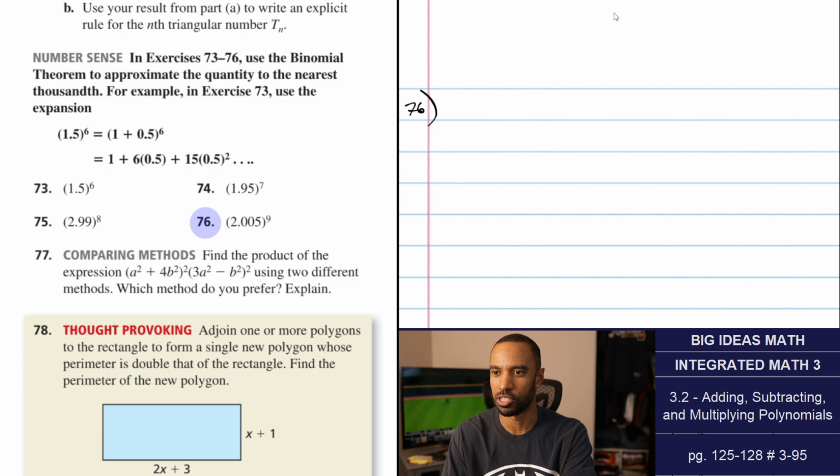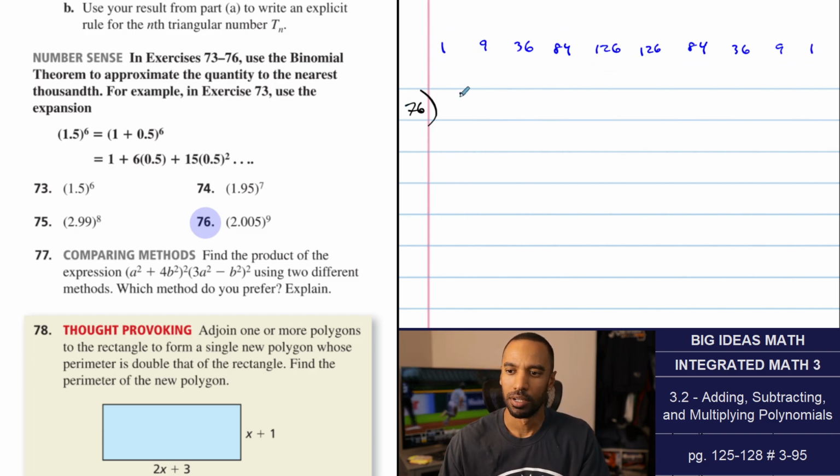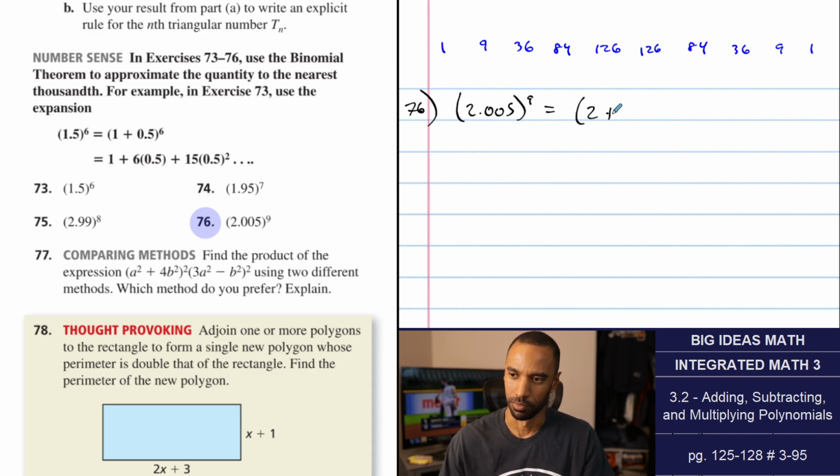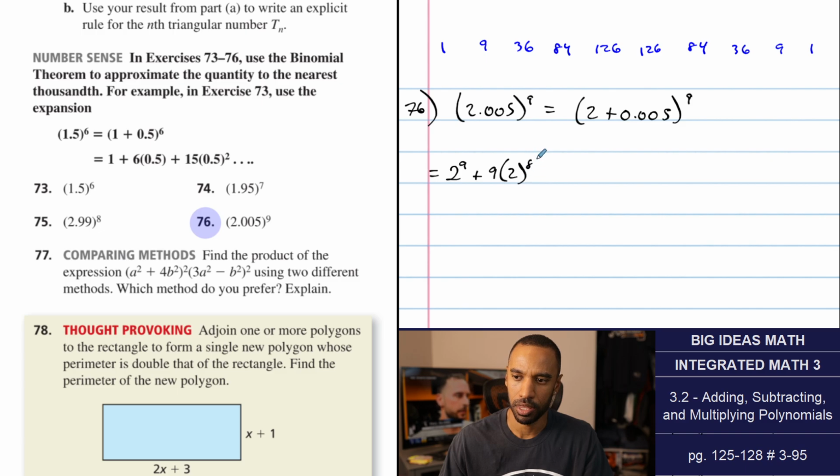Getting there. Number 76. First of all, I'm going to put Pascal's triangle numbers up there. I just got to type even more. So 2.005 to the 9th power. That's 3 minus 0.995. Just kidding. It's 2 plus 0.005 to the 9th power, like that. All right, let's separate it. Here we go. We got 2 to the 9th plus, and they're all pluses this time, 9 times 2 to the 8th times 0.005 to the first.